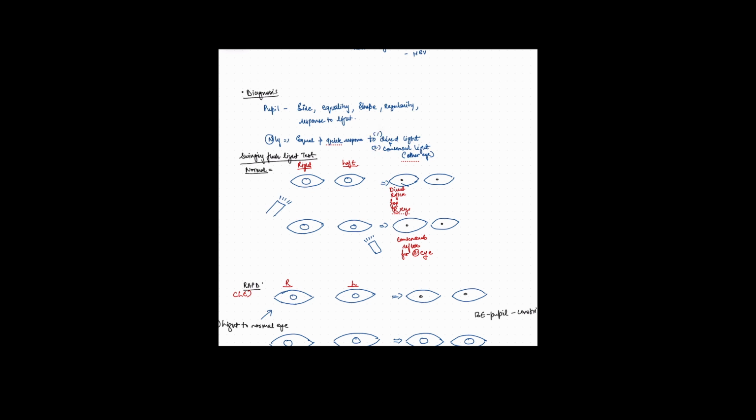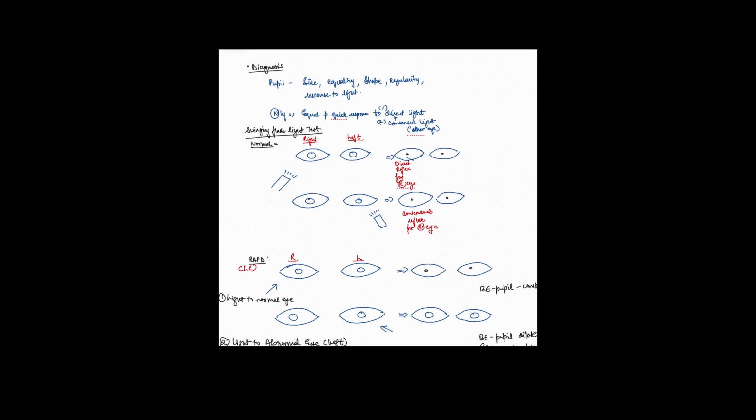Direct light, what does direct light mean? It means that if I'm talking about the right eye, if I show my light directly to the right eye, that will be the direct reflex of the right eye. That means I'm only seeing the right eye right now. Okay. So I'm showing the light to the right eye. This is the direct reflex. Direct reflex would be constriction of the right eye.